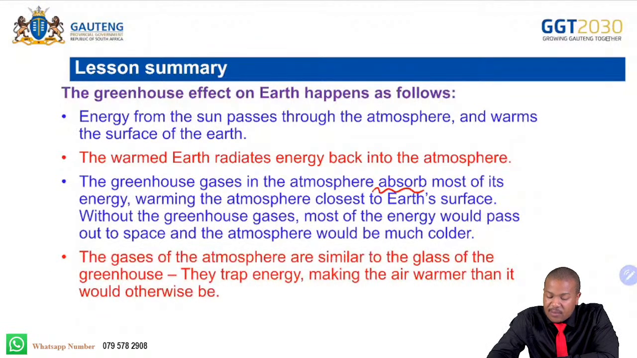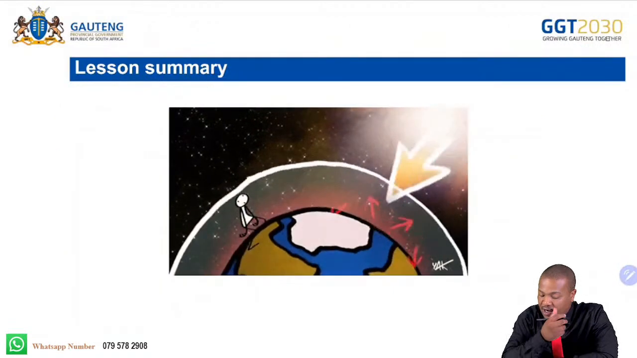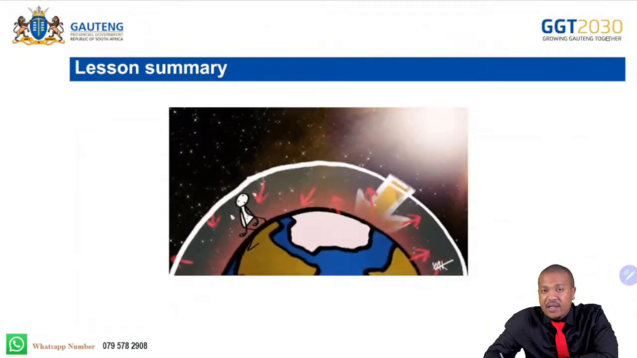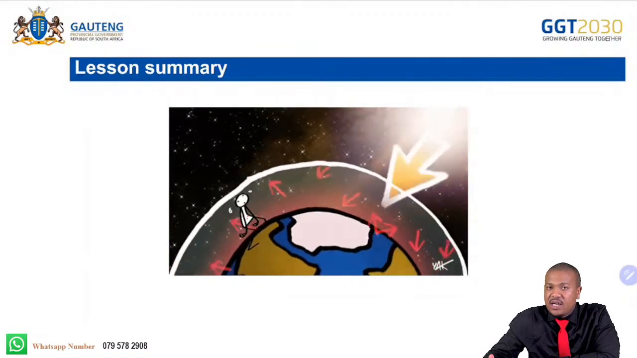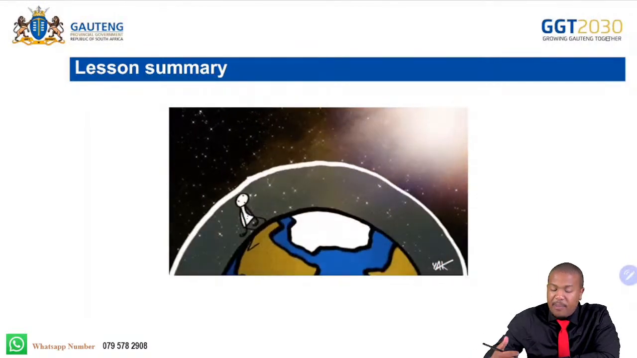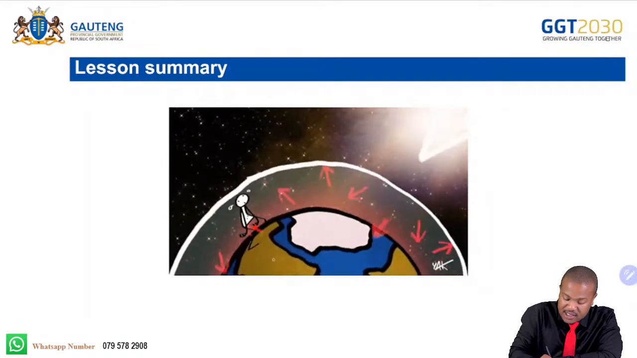So the gases of the atmosphere are similar now to the glass of the greenhouse, right? Their role is to trap energy, making the air warmer than it would otherwise be, right? So here is what we're talking about here, right? In picture form, as you can see, this is you and I, right? On planet Earth, as you are seated there on your desk, as someone is walking around, as someone is still sleeping probably, but everyone here on Earth, right?